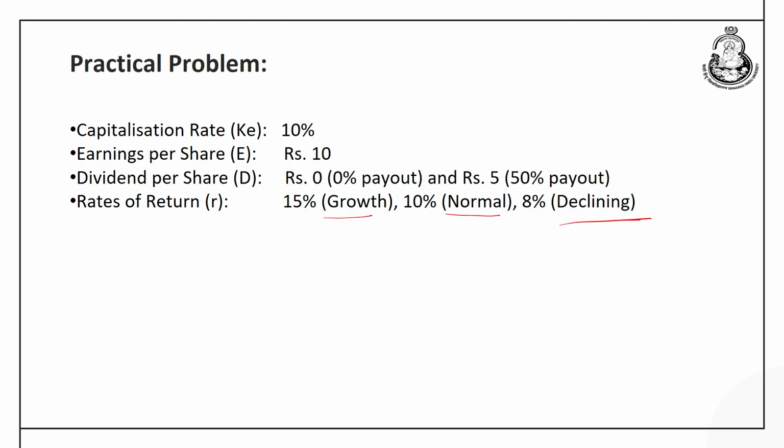Now, the growth firm is one where the rate of return is 15%. A normal firm is one where the rate of return is just equal to the capitalization rate, that means K is 10% and the rate of return is also 10%. The declining firm is represented by a rate of return which is lesser than the cost of capital. So, cost of capital being 10%, the rate of return is only 8%.